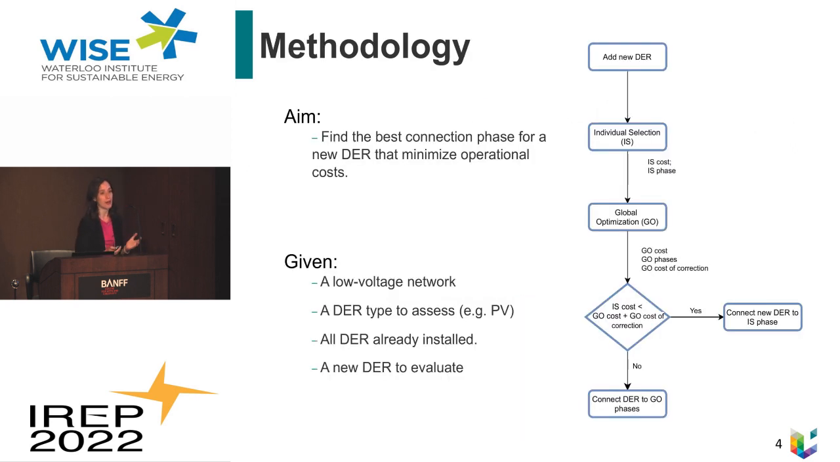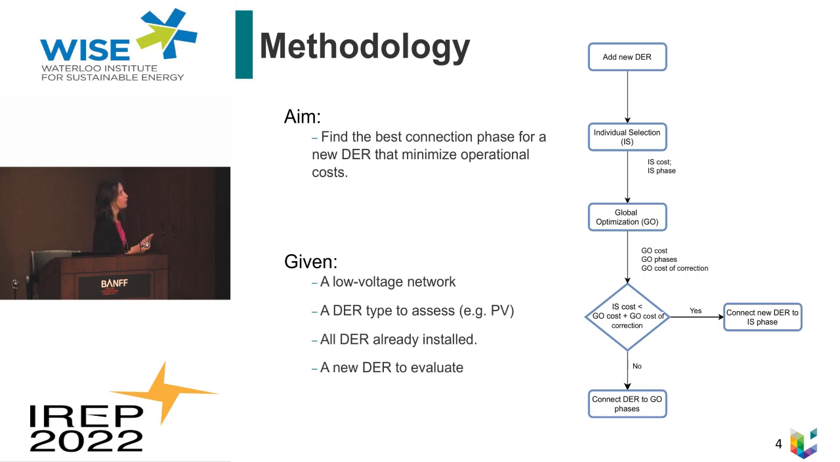So what was our aim? Our aim was to find a way to optimize the hosting capacity, and we do that by finding the best connection phase for new DER. This is done with the aim to invest less money in the network.